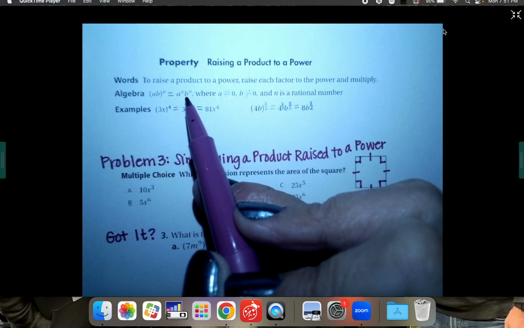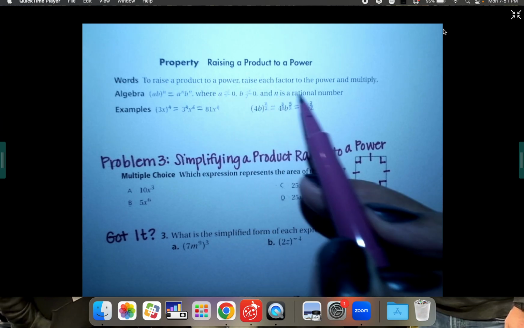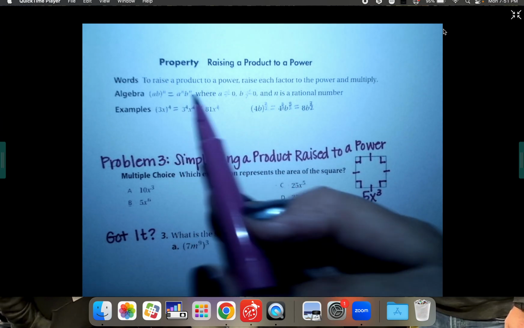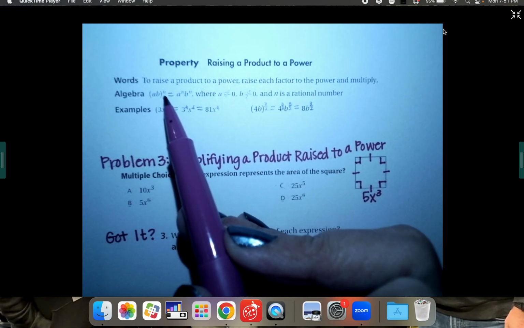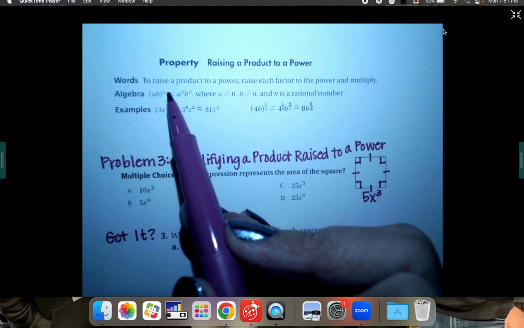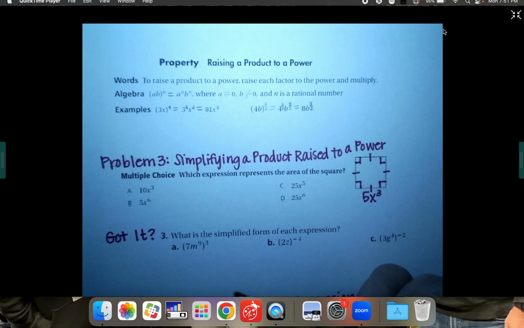So it would be A to the n, B to the n. A and B can't be equal to 0. N has to be a rational number, which for our purposes will do all of that. But I really want you to see that the little n, if it's outside of parentheses, it's going to go to both. It's going to be the exponent to both parts, both bases.